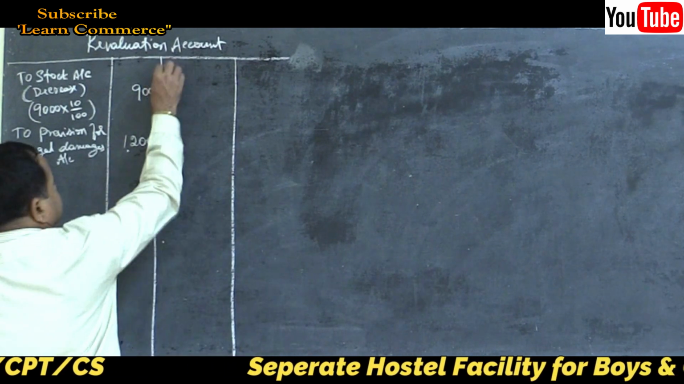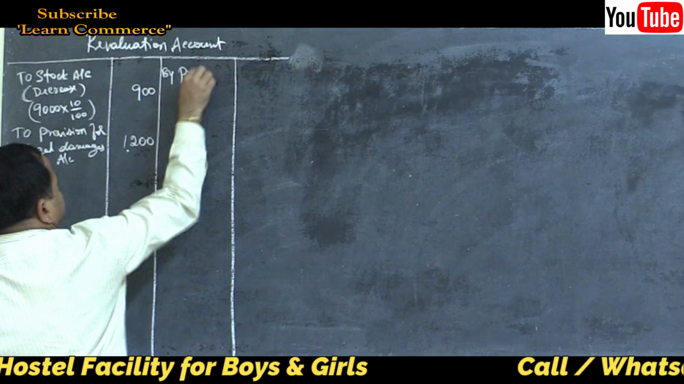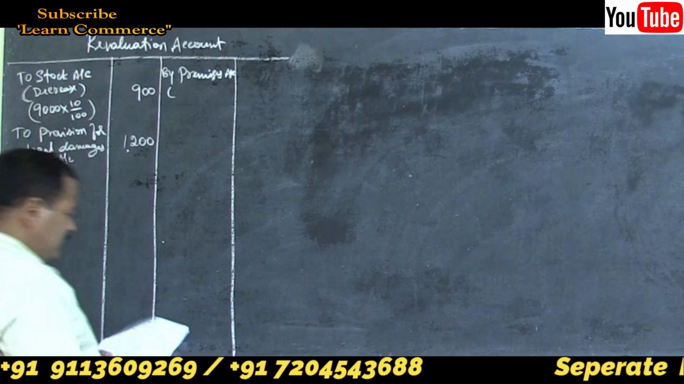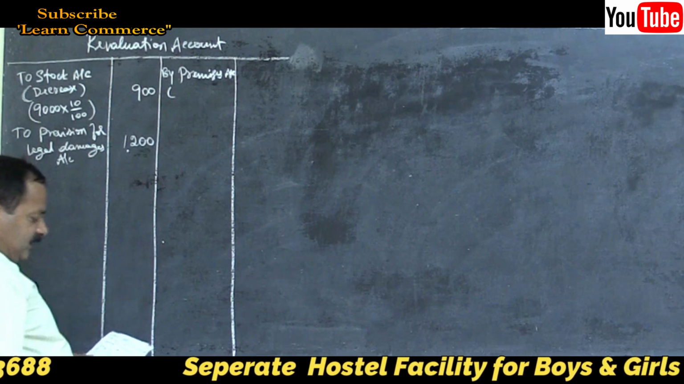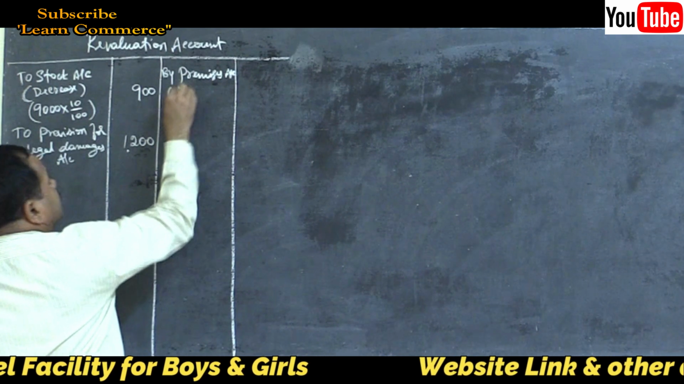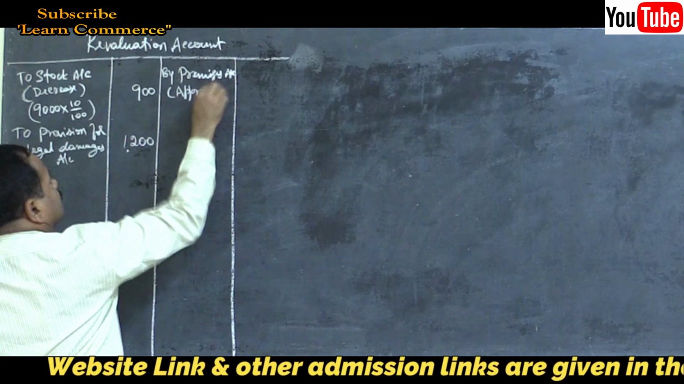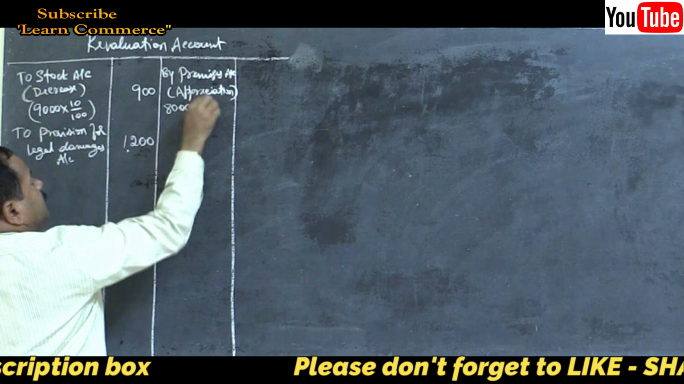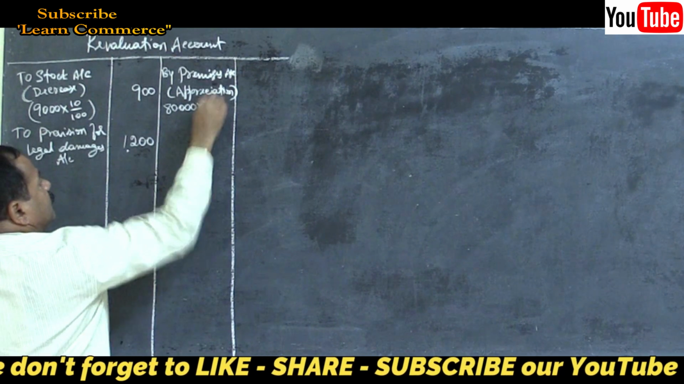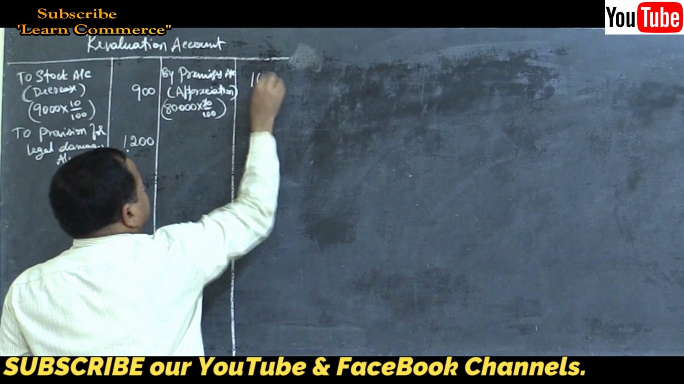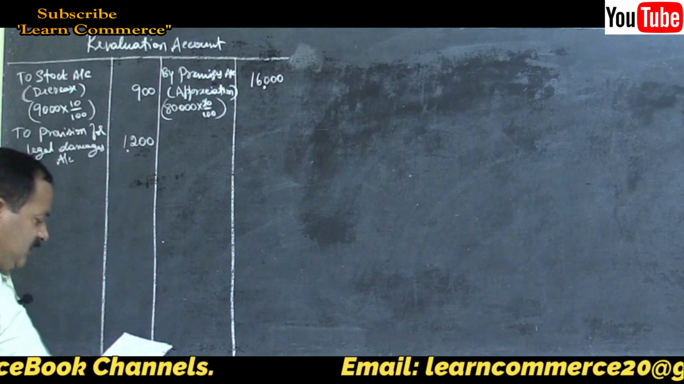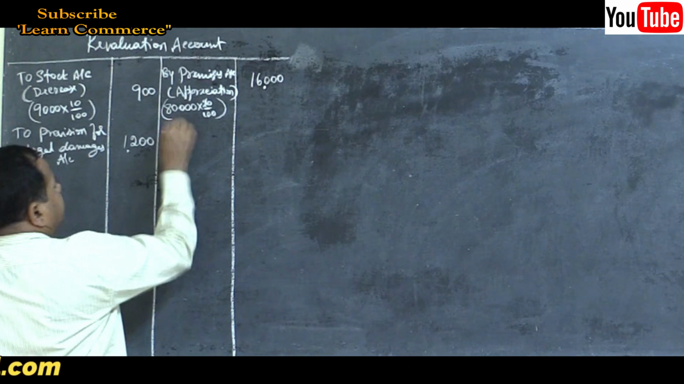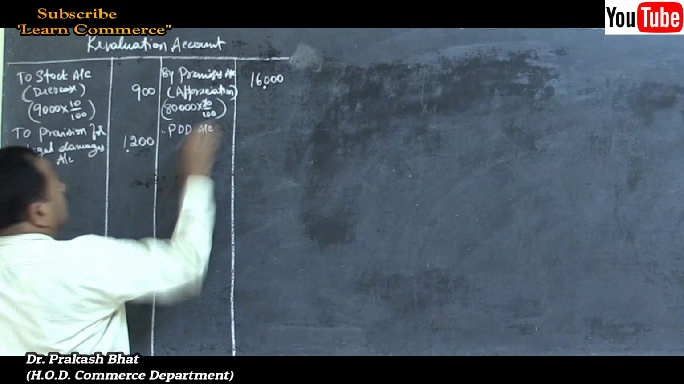By premises account. What is that? Appreciation, right? Appreciation 20%. 80,000 into 20%, so it will be 16,000, right? 16,000. Then provision for doubtful debts, PDD, decreased.